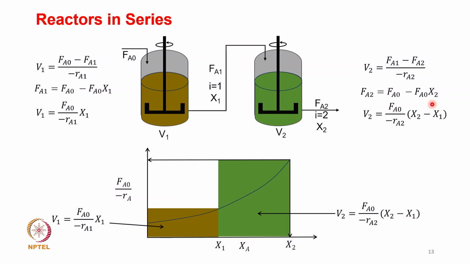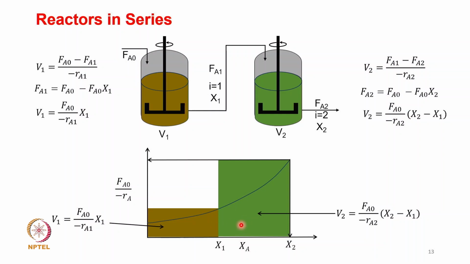So, now how do we compute the total volume if the conversion happens up to X2? We again need to go back and plot FA0 over negative Ra versus X. Up to the reactor 1 conversion it would be X1 and further to that it would be X2. So, this is the conversion of A, and as per the Levenspiel plot, the area of this particular box would be equal to the volume V1 and this particular area would be equal to V2. The total volume would be the summation of all of this.